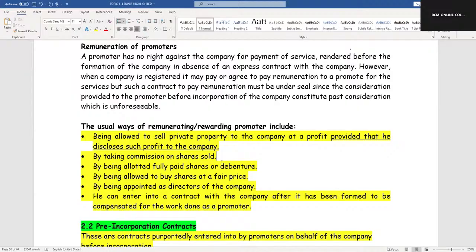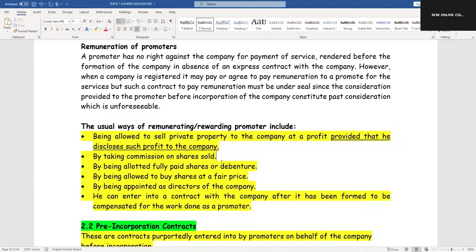So he can enter into a contract with the company after formation, so that he can agree to be compensated or remunerated for the work he's done as a promoter. After the company has been formed, he tells them, I've done a lot of work, guys, so I must get something. So they enter into a contract formally and say, for the work you did, we're going to pay you 200,000. So you'll get that money.